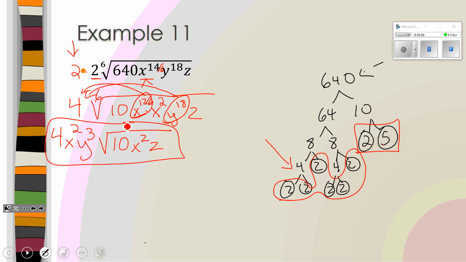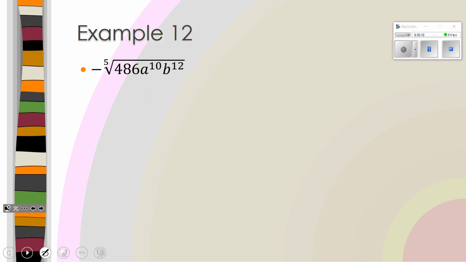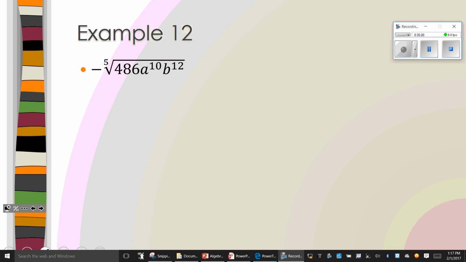Because it's the root, this number right here tells you how many you need in a group. So because it's the sixth root, I need 6 in a group. Does that make sense? All right, let's try one more and see where you get. So this time, what will I be circling? Groups of what? 5. This time I want groups of 5.